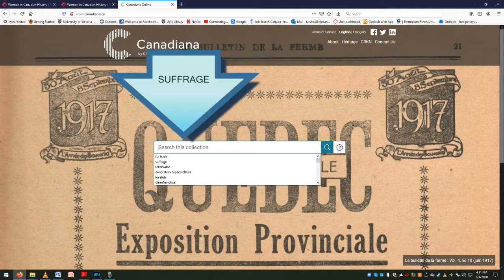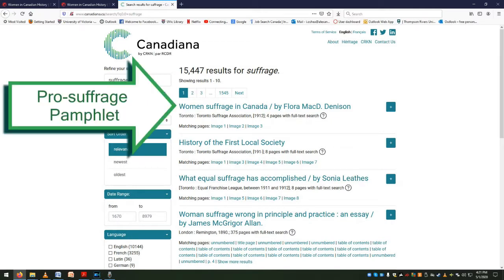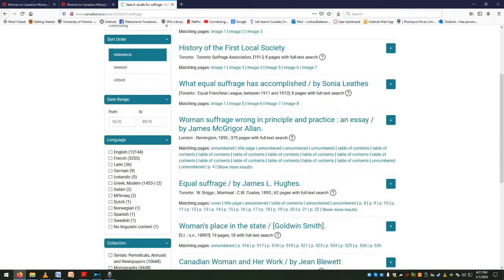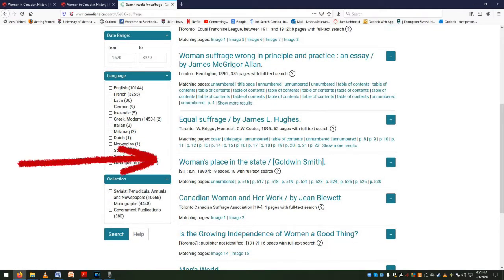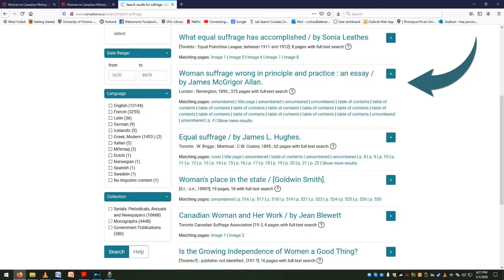So if we come here and we just try our term, suffrage, right off the bat, we get some amazing choices for an analysis. Some of the longer sources, you can see here 8 pages, 8 pages. Those are great. 18 pages, a little on the longer side, but definitely valuable. 62 pages, well, these are the kinds of things that you would want to try to narrow down the topic, not look at the whole document unless you're really getting into like a 12 to 15 page paper range. 375 pages, obviously out of the question for a short analysis.